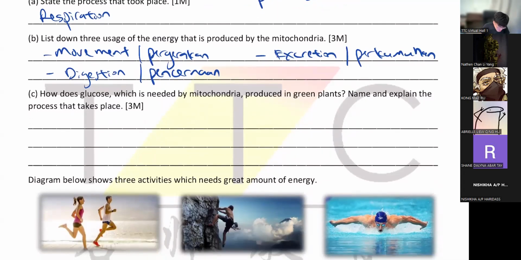Anyway, so how is glucose, which is needed by mitochondria, produced in green plants? Name and explain the process. So this process is called photosynthesis.